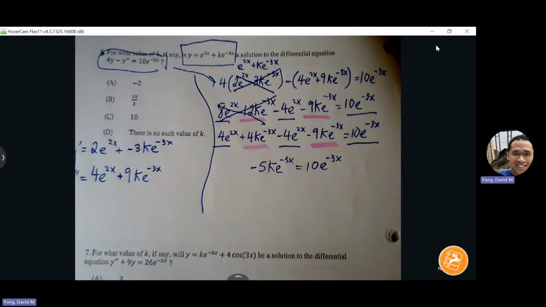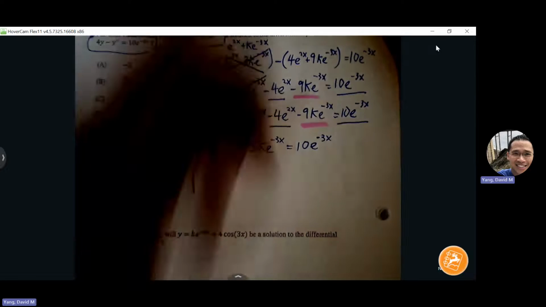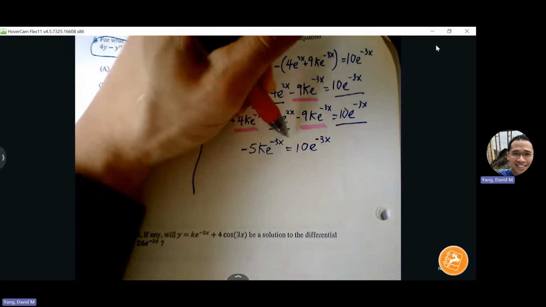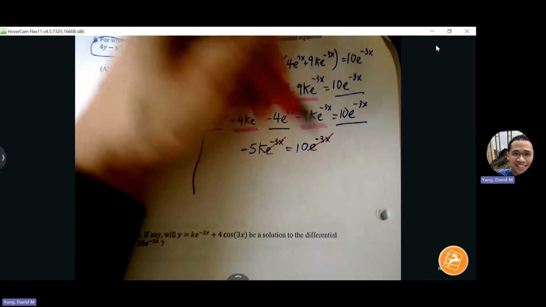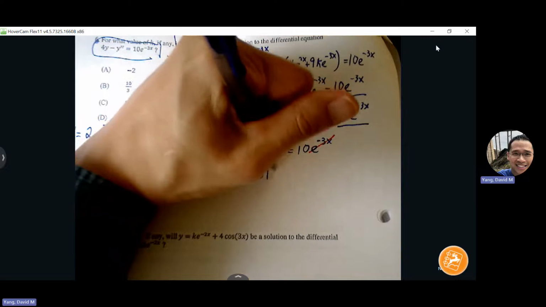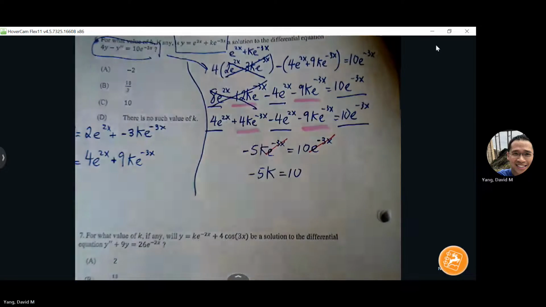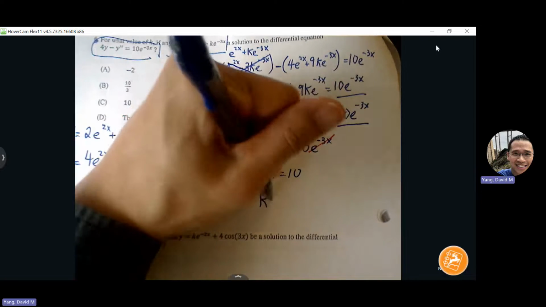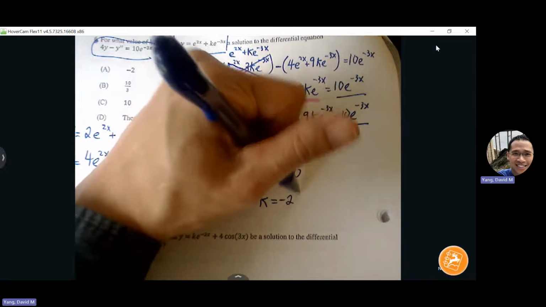That negative exponent, I know, feels a little bit strange, but it's nice that we can just cancel these out, right? Because we know that 5e^(-3x), e^(-3x), I can just divide them out. So I'm just left with the easy equation to solve: -5k equals 10. Solve for k, divide both sides by -5, k equals -2.